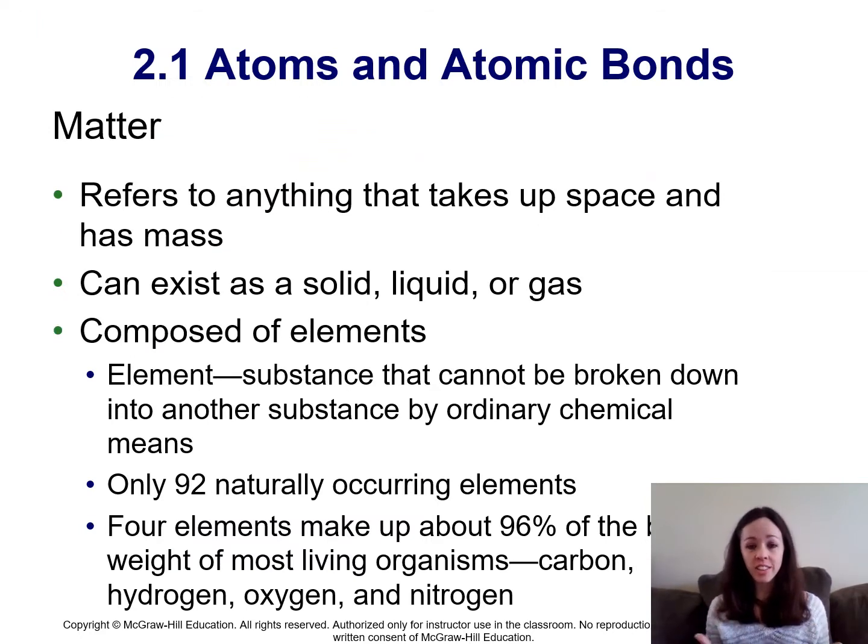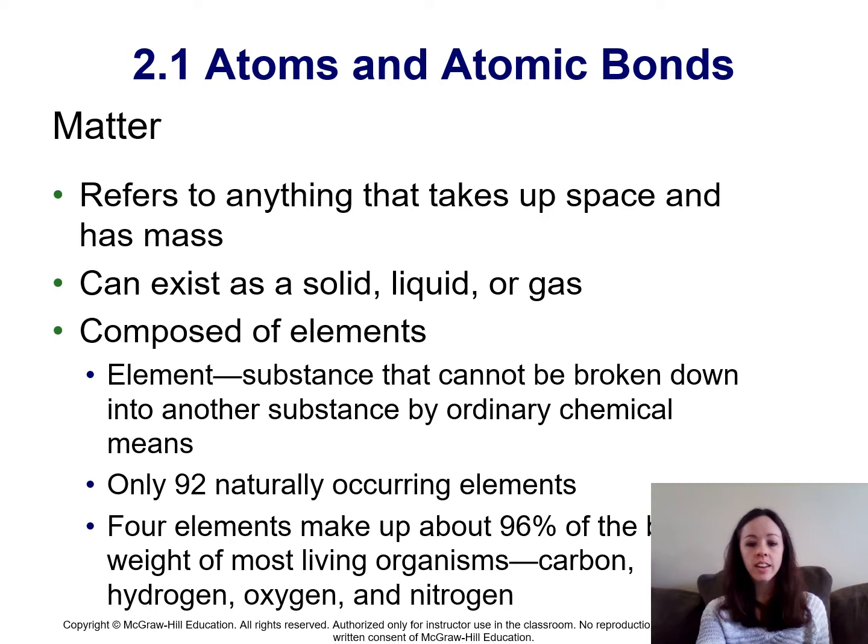So everything on Earth is made out of matter, and matter refers to anything that takes up space and has weight. Matter can exist as a solid, liquid, or gas, and all matter is going to be composed of elements, whether it's a single element like oxygen gas, or whether it is multiple elements in one, like water, which contains both hydrogen and oxygen. There are only 92 naturally occurring elements, but 118 elements are found on the periodic table.